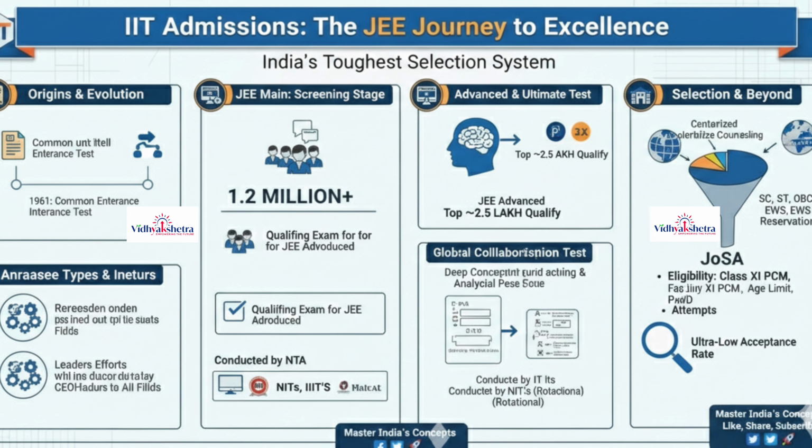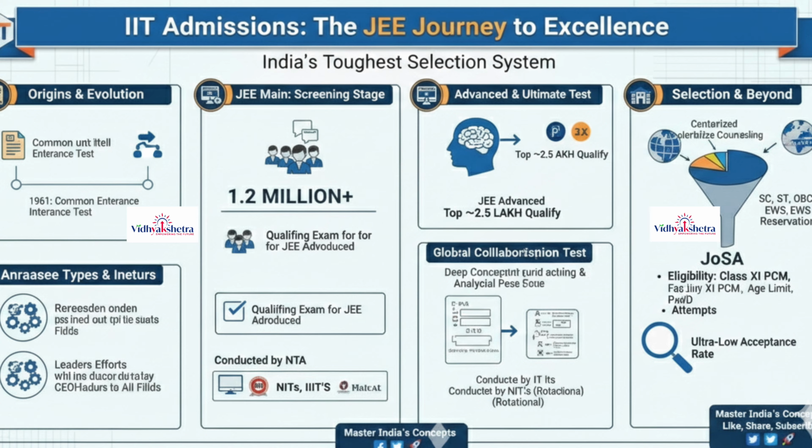Reservation policies also play an important role in the IIT admission system. In accordance with the Constitution of India and government regulations, seats are reserved for scheduled castes, SC, scheduled tribes, ST, other backward classes, OBC and CL, economically weaker sections, EWS, and persons with disabilities, PWD. The aim of these reservations is to promote social equity and broaden access to elite education.